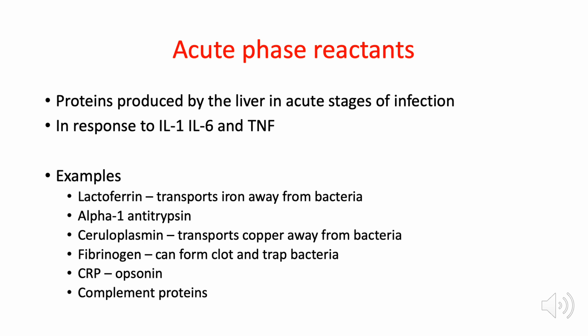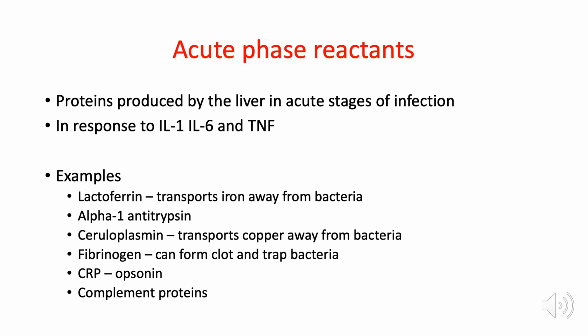Acute phase reactants are proteins produced by the liver during the acute stage of the infection. This is in response of the liver to the production of interleukin-1, interleukin-6, and tumor necrosis factor by the phagocytes. And these are the examples of acute phase reactants. Lactoferrin. Lactoferrin is actually an iron transporting protein. So most of you would wonder, what is the importance of lactoferrin in generating immune responses against bacteria?